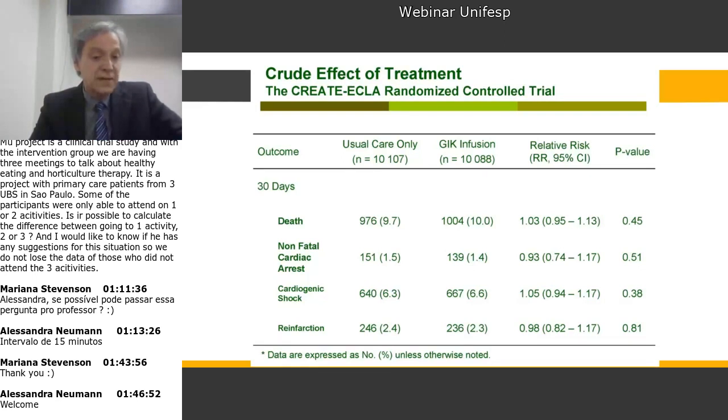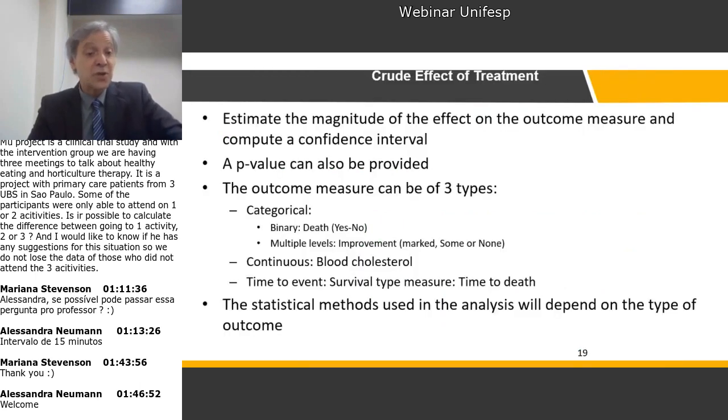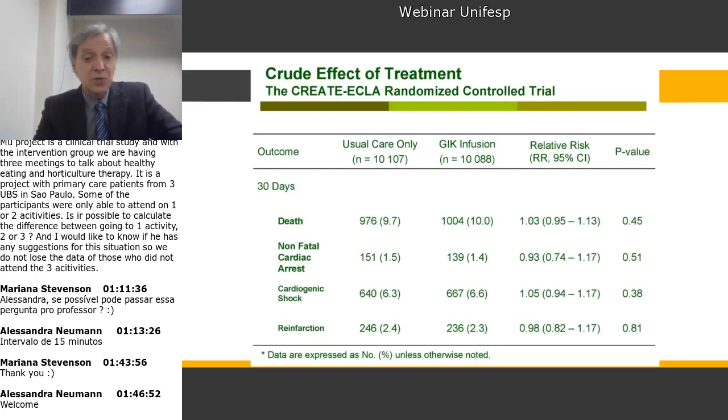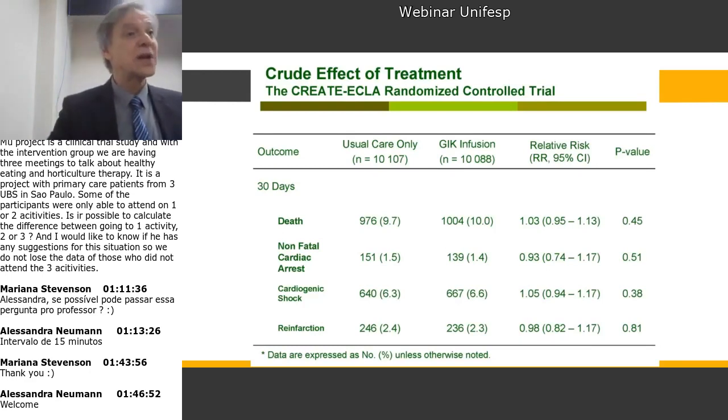But here, there's no effect on death, non-fatal cardiac arrest, cardiogenic shock, or infection for the treatment called GIK infusion relative to usual care. Okay? And there was a group randomized trial. Remember that this analysis was done, I should have put a warning here, such that this calculation included random effects analysis of the cluster effect on the variance.